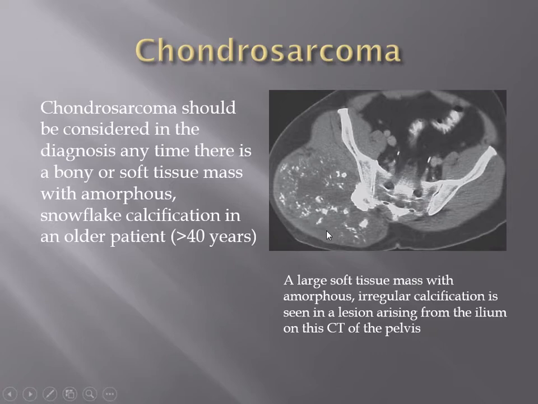Also, this is chondrosarcoma. Consider the diagnosis anytime, as we said, there is a bone and soft tissue mass with amorphous snowflake calcification in a patient older than 40, and this is seen in the CT of the pelvis.